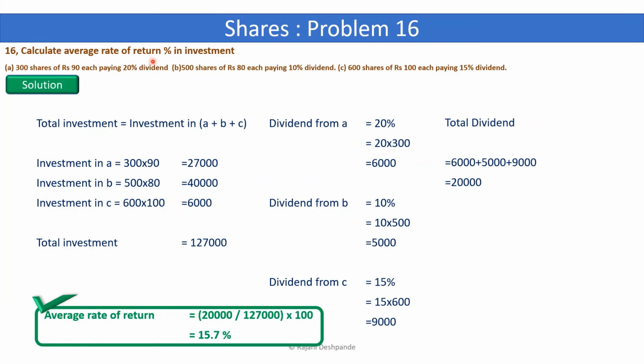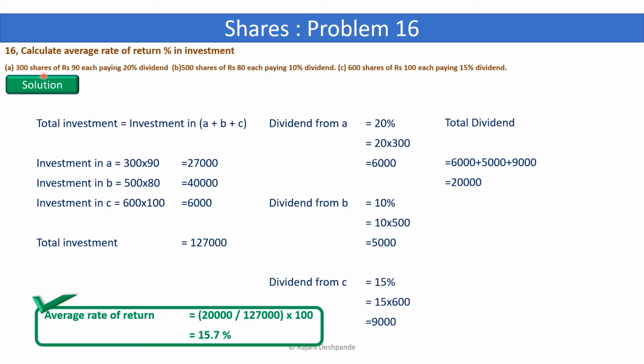Calculate average rate of return percent in investment. A. 300 shares of rupees 90 each paying 20% dividend. B. 500 shares of rupees 80 each paying 10% dividend. And C. 600 shares of rupees 100 each paying 15% dividend. So we have to calculate the average rate of return percent in the investment.